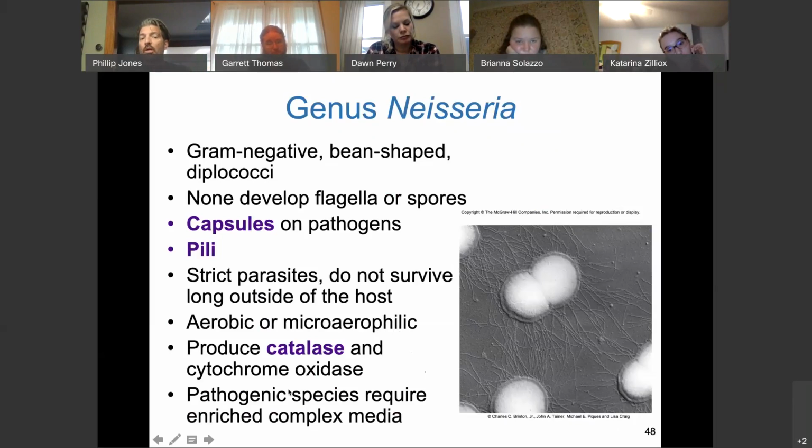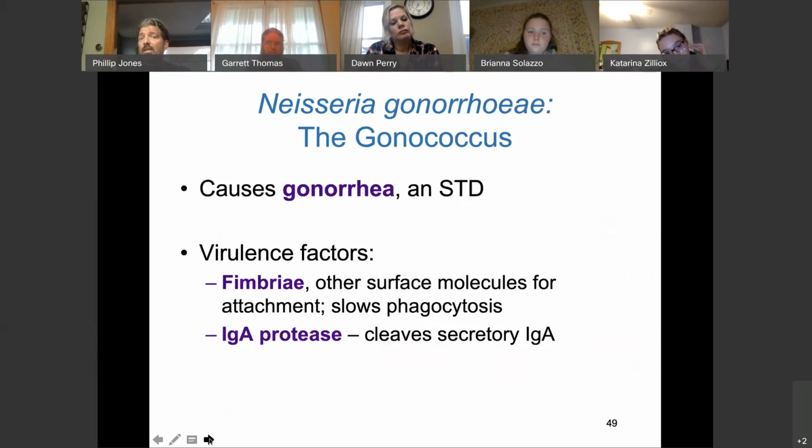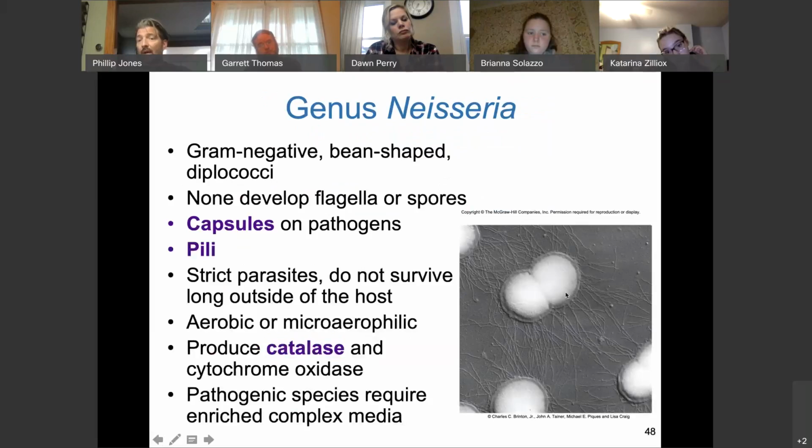Pathogenic species require enriched complex media. This needs blood agar or chocolate agar. It won't grow on a regular nutrient agar plate. It causes gonorrhea and other STDs. Virulence factors, right? Look at the fimbriae on this thing.